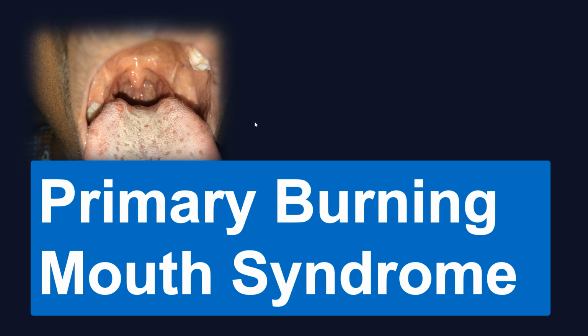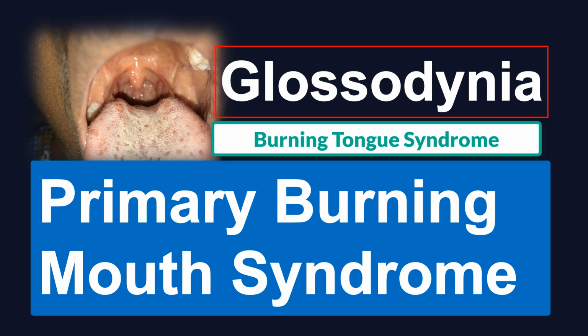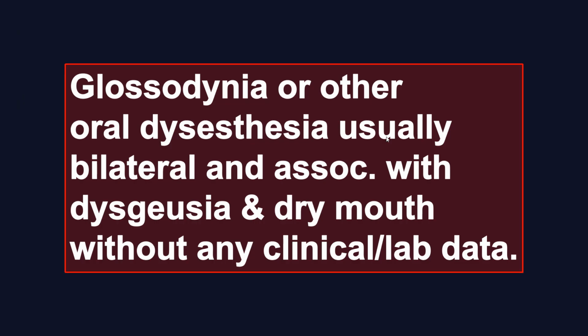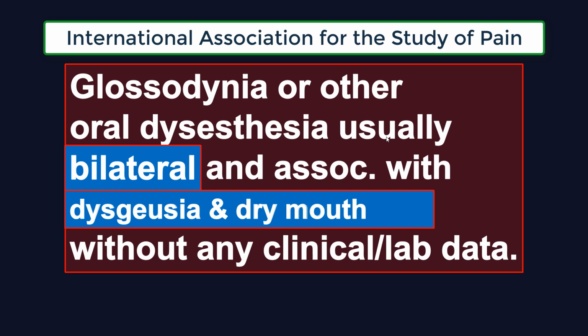The most common intraoral location for BMS is the tongue, and for this reason, BMS has also been called glossodynia, or burning tongue syndrome. Now, this brings us to the next definition by the IASP, the International Association for the Study of Pain. Here is their definition, and they've added some important information. First of all, we see that they say the pain is often bilateral. So, for example, the right and the left sides of the tongue or the tip of the tongue in the midline. Also, they stated that there are abnormal taste sensations or dysgeusia and dry mouth, which is often subjective.